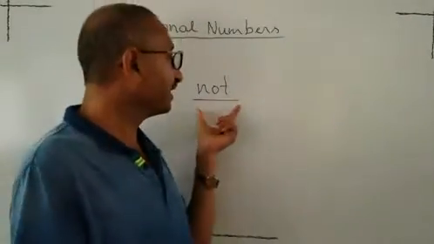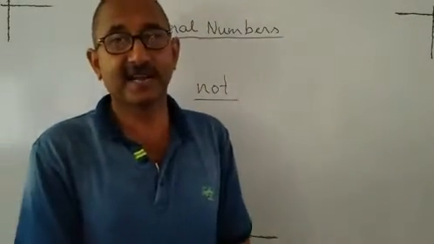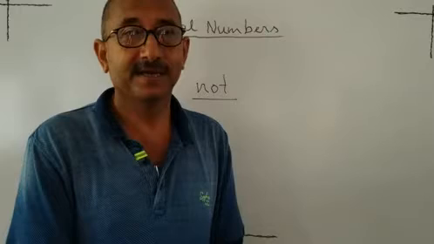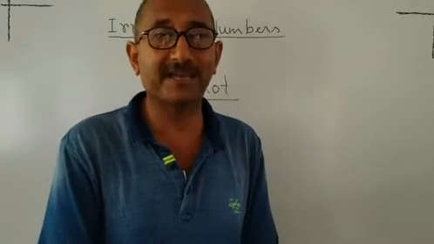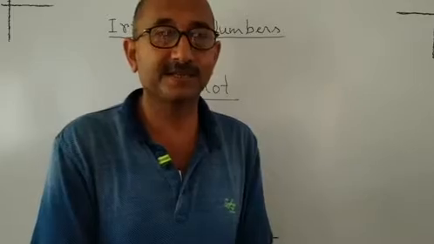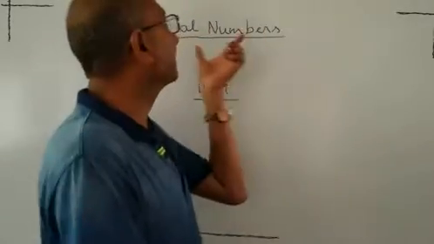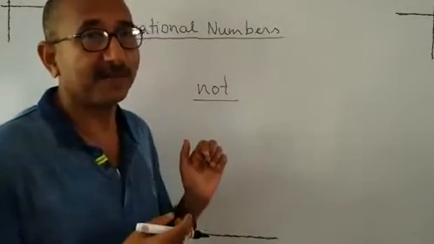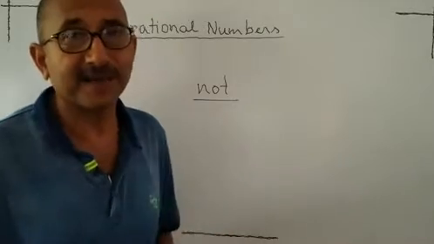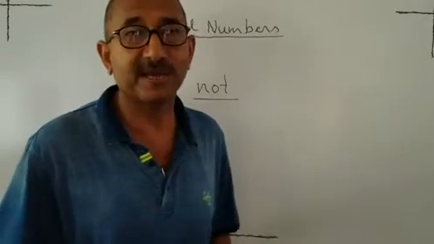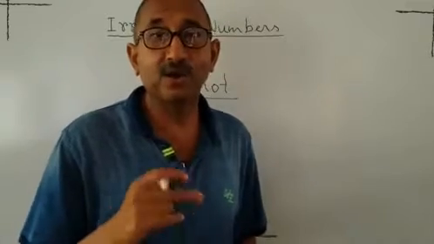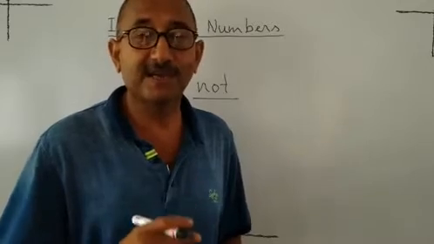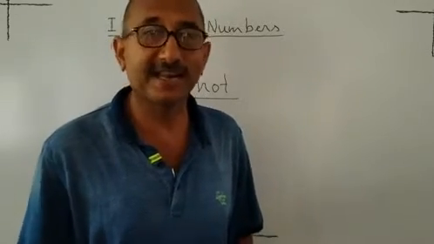Now, I am using this word in the definition of rational number. A number which cannot be represented in the form of p by q, where p and q are integers and q is not equal to 0, is said to be an irrational number. See the difference from the rational number definition. In the definition of rational number, a number which can be written in the form of p by q, where q is not equal to 0, is said to be a rational number. Now, irrational number: a number which cannot be represented in the form of p by q, where q is not equal to 0, is said to be an irrational number.